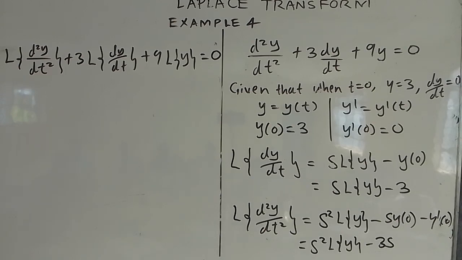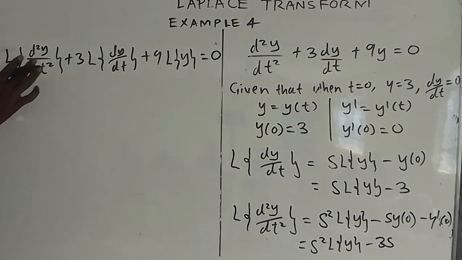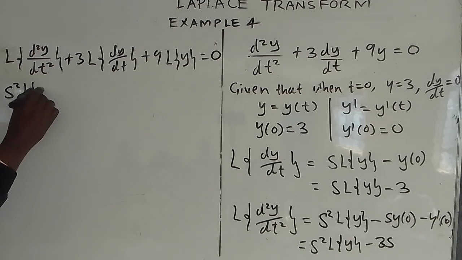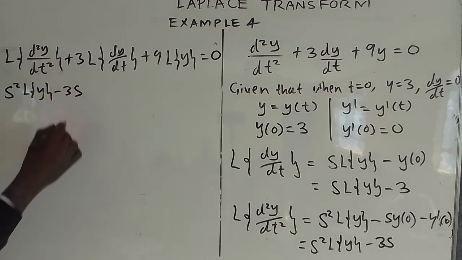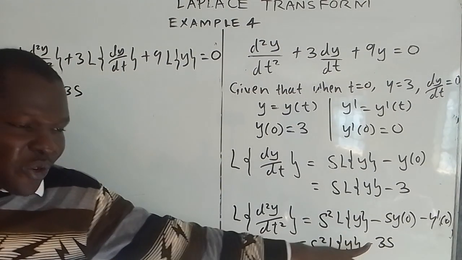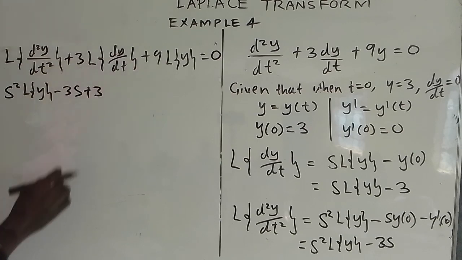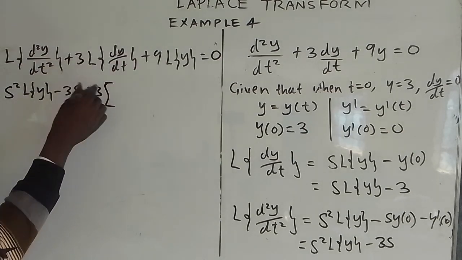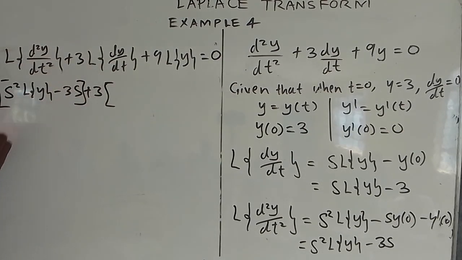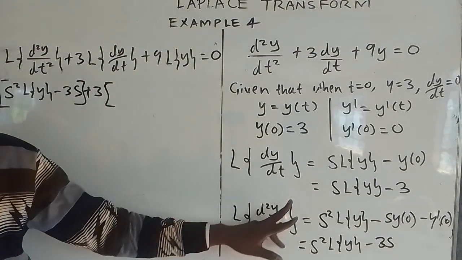So from there, you start substituting. You found the Laplace transform of this to be s squared Laplace transform of y minus 3s. You substitute it, you substituted the Laplace transform of this second derivative which you found there. Then you go on, it is plus 3 into the Laplace transform of this in bracket. You know you must put them in bracket to mean one thing. The Laplace transform of the first derivative, dy over dt, you found to be what?